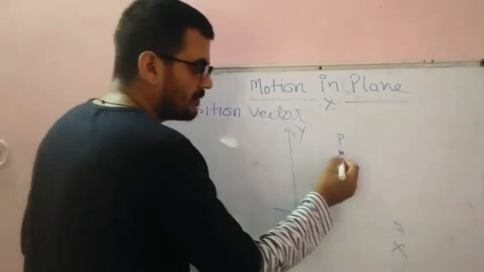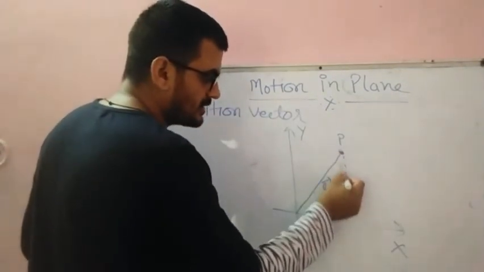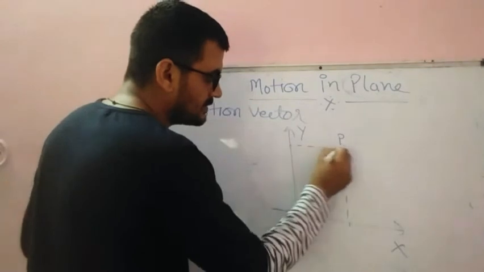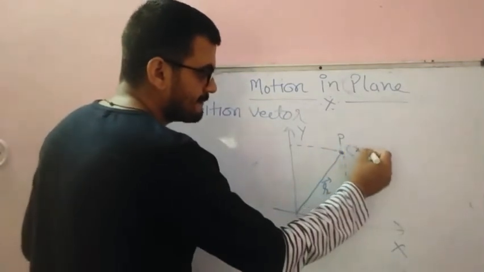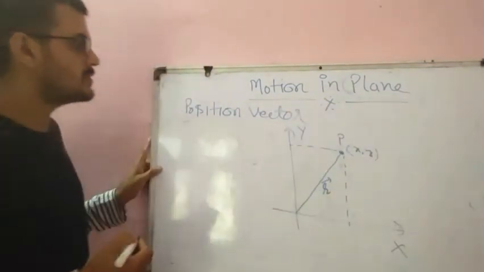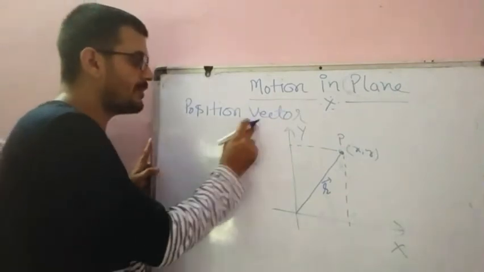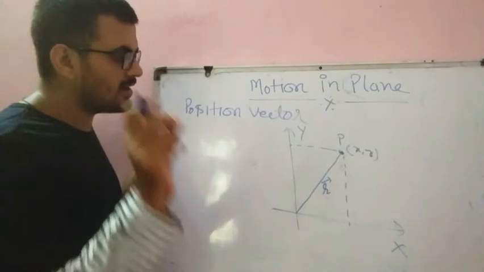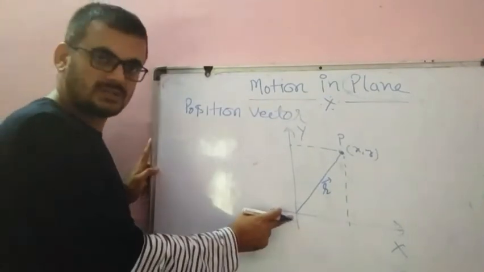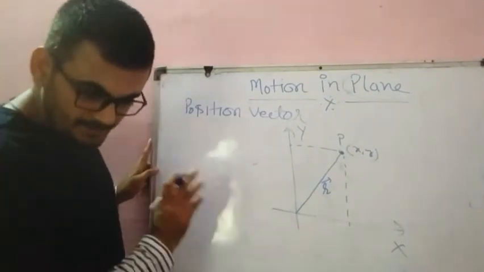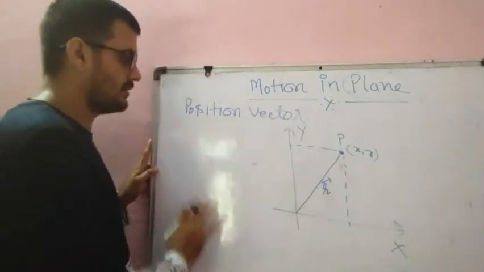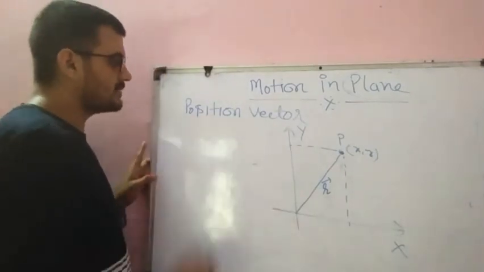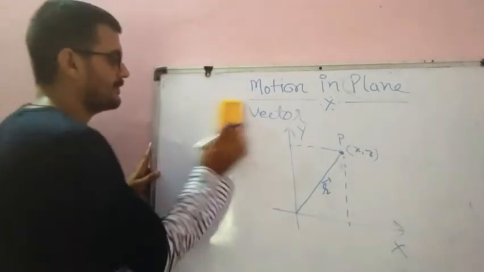Okay, so we will measure corresponding this position and this position. Okay, so what is the meaning of position vector? Position vector is that vector which represent the position of body from the origin. Okay, this is called position vector. Okay, yeah. Now next one is the displacement vector.